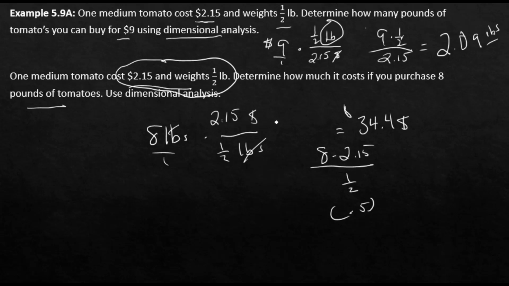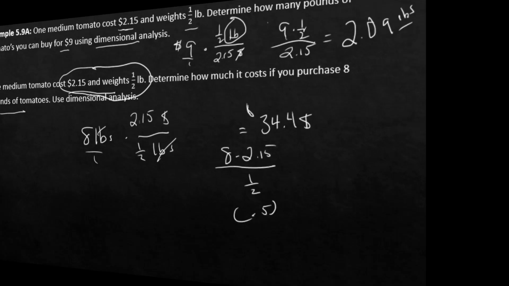Now you could do this with a proportion, but it's simpler and quicker to do it with dimensional analysis. And the idea of dimensional analysis is this cancellation of units. So that's our last example, but I'll go over a little bit of the homework, but I think it's pretty straightforward if you understand what we've been doing.